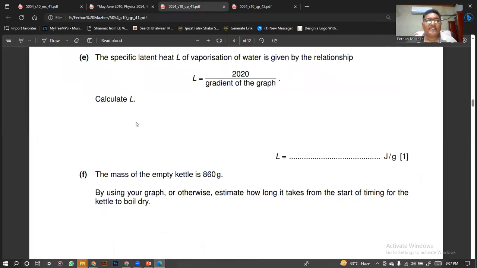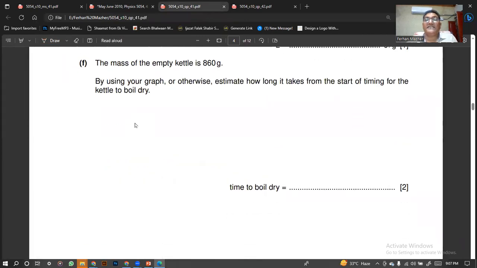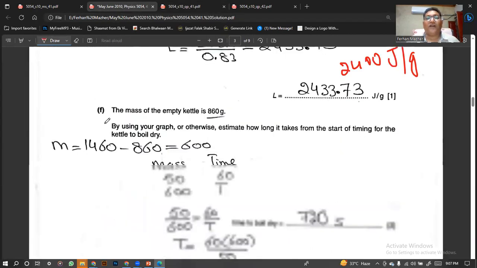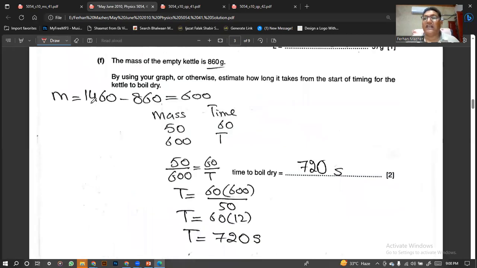Then their question is, he says the mass of the empty kettle is 860 grams. By using your graph or otherwise, estimate how long it takes from the start of the timing for the kettle to boil dry. Okay, so the total mass of the kettle and the water was 1460 grams. The empty kettle, its mass is 860 grams. So when you subtract them, you get 600 grams. And that means the 600 grams is the mass of the total water in the kettle.